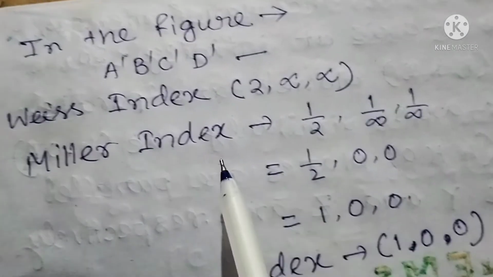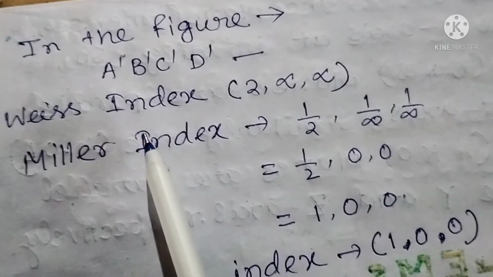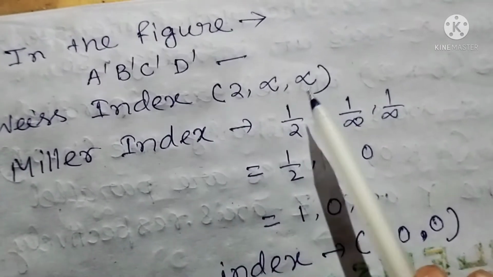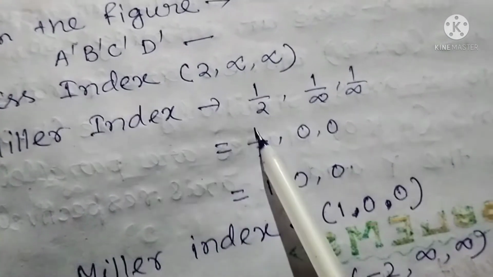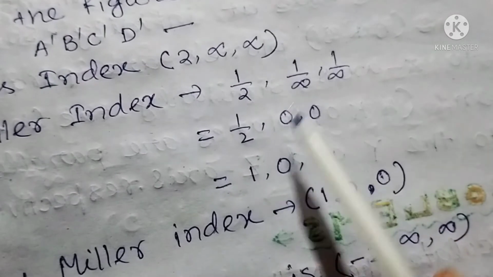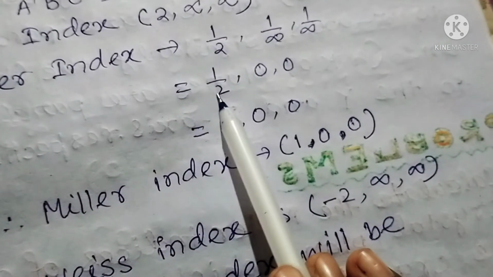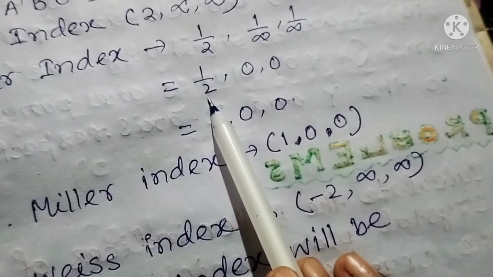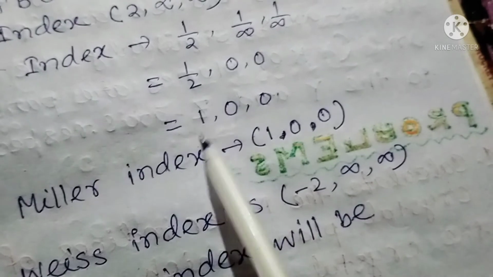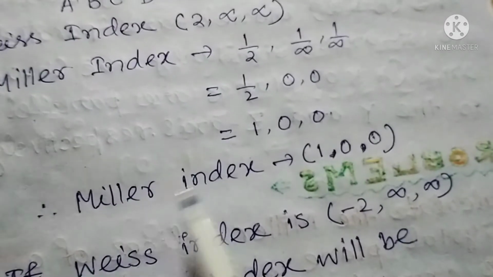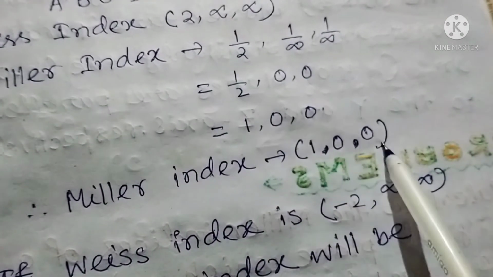So, how do we get the Miller index from the Weiss index? First make reciprocals: 1 by 2, 1 by infinity, 1 by infinity. So 1 by 2, and 1 by infinity means 0, 0. Now, multiply this with the LCM. Here the LCM is 2. So we get 1 by 2 into 2 is 1, 0, 0. And the Miller index will be 1, 0, 0.